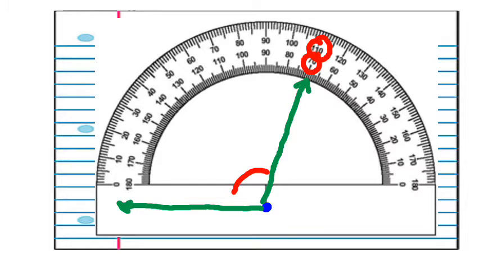Well, as we look at this angle, we'll again notice that it happens to be larger than the corner of the room. And because it's larger than the corner of the room, we're going to use the larger number of 110 degrees. And that's how you measure an angle.